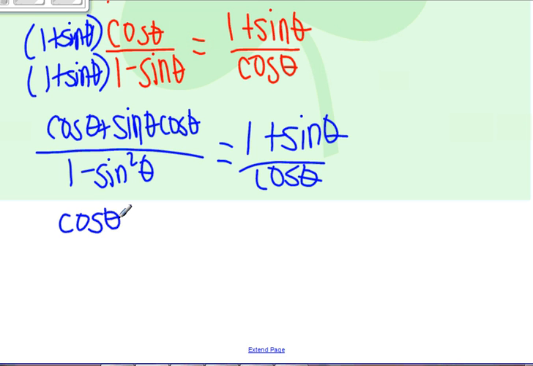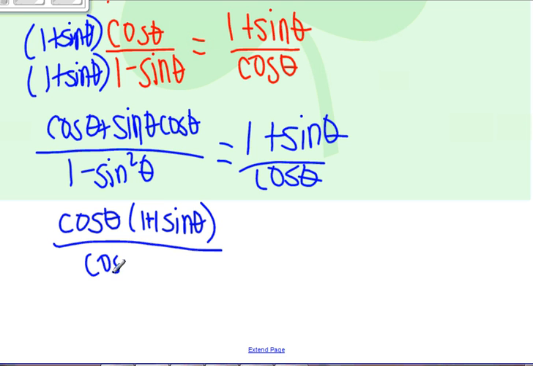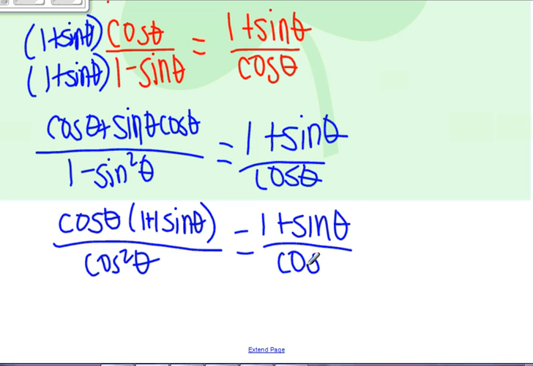So I'm going to get cosine theta, 1 plus sine theta, over cosine squared theta, because I had multiplied it out, which I probably shouldn't have done. So I have a cosine in the top and a cosine in the bottom. See, I did not realize I should not have multiplied it out, and it's okay, I just write it back out. This is a thing that you can do.